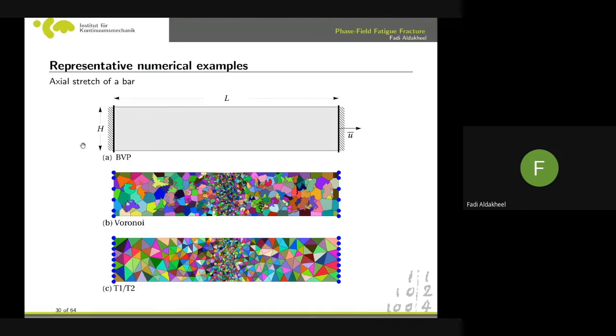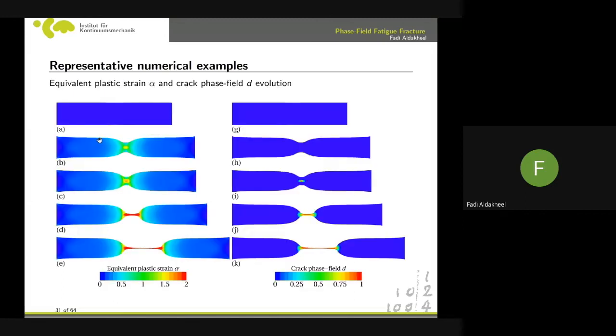So if you have this kind of axial stretched bar, you fix it from one side and you apply a load. Here you can start with the standard finite element method, you can use T1 or T2 elements. This is the standard way. Or you can go for the virtual element method, where you can use all these zoo animals, all those shapes here in these areas or in these areas as you like. And this lovely shape. Let's see. So here is the evolution of the hardening plasticity alpha, and here is the phase field at the fracture.